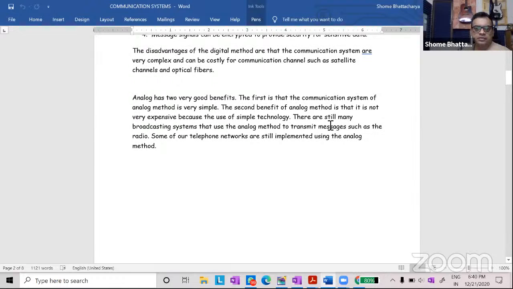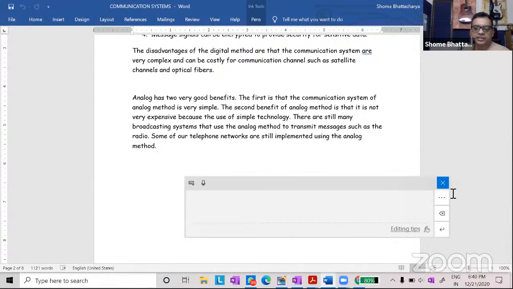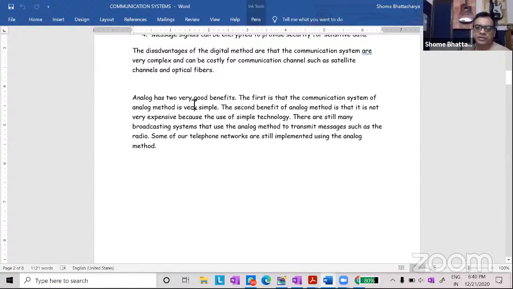And okay, it's a simple technology, it's a well-known technology, and it is used for broadcast systems like radio, a lot of telephone networks, and a lot of internal radio communication networks, like walkie-talkie networks, etc. So in that, the kind of technology that is used for communications is analog systems. So analog is basically like a dinosaur, but it still exists because of these simple advantages.